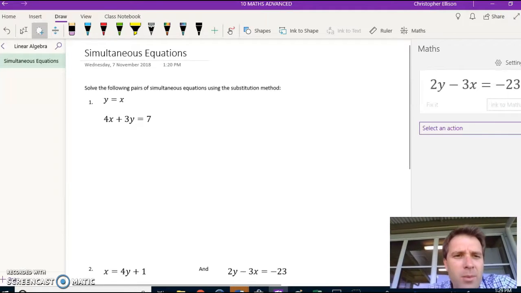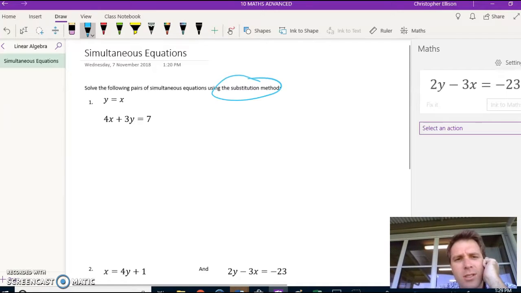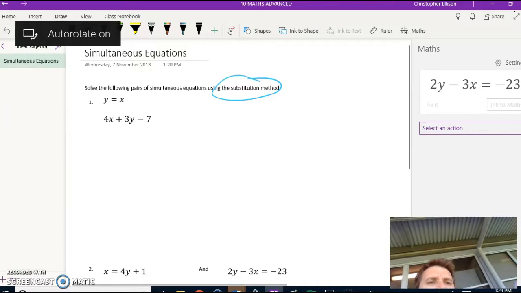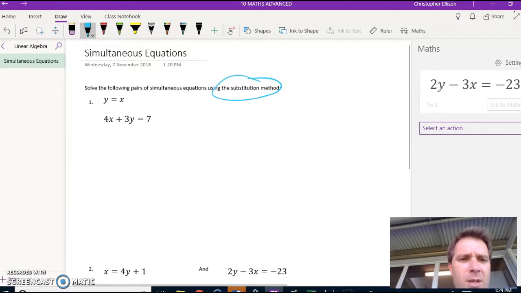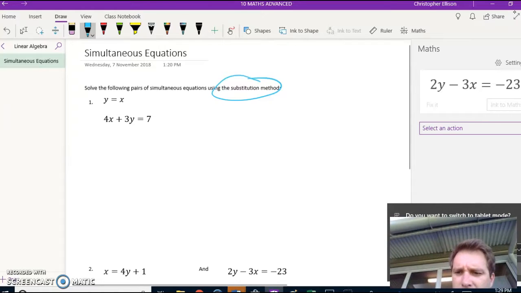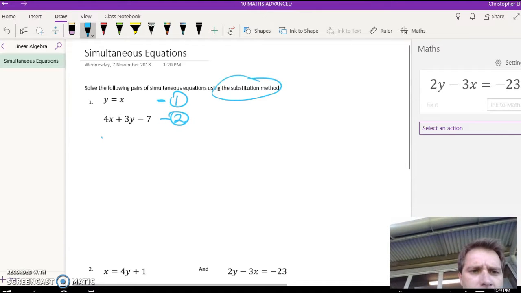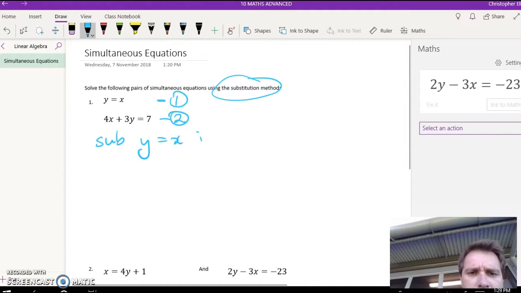Okay, so we're going to solve a couple of simultaneous equations using the substitution method. We've been told to use the substitution method. The first one's pretty simple. We're going to substitute our y equals x into equation 2. We call this equation 1 and this one equation 2. So we're going to sub y equals x into equation 2.